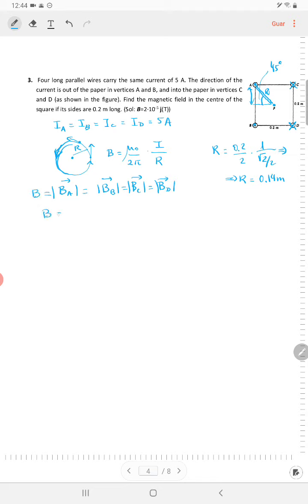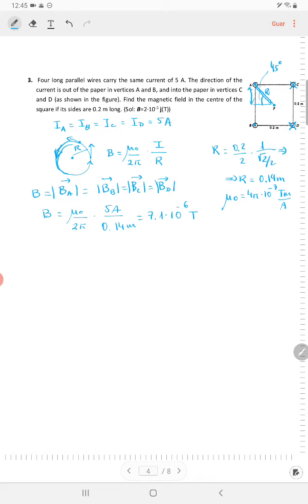I'm going to call this directly B. So we calculate B, and it's going to be just mu sub 0 divided by 2 pi times 5 ampere divided by r, which is 0.14 meters. And we know that mu sub 0 is 4 pi times 10 to the minus 7 Tesla times meter divided by ampere. If you do this, this is going to give you 7.1 times 10 to the minus 6 Tesla.